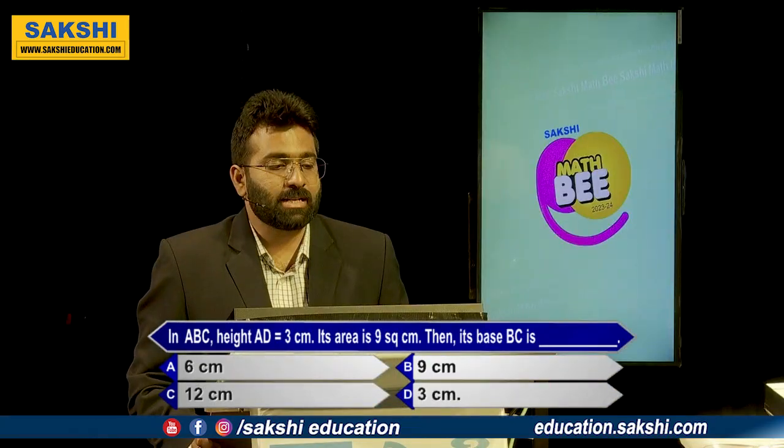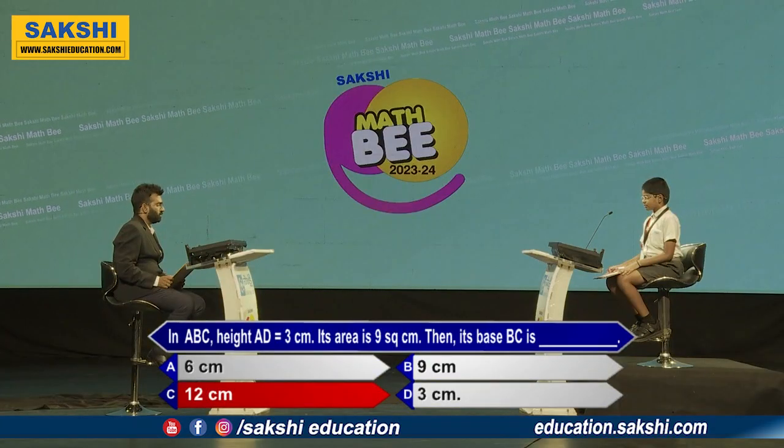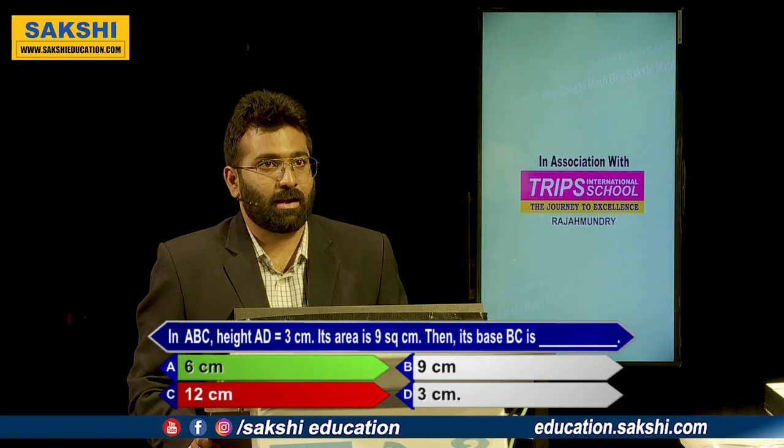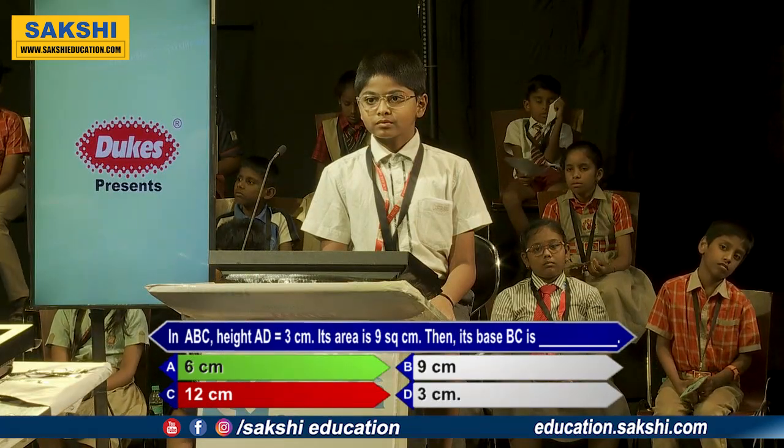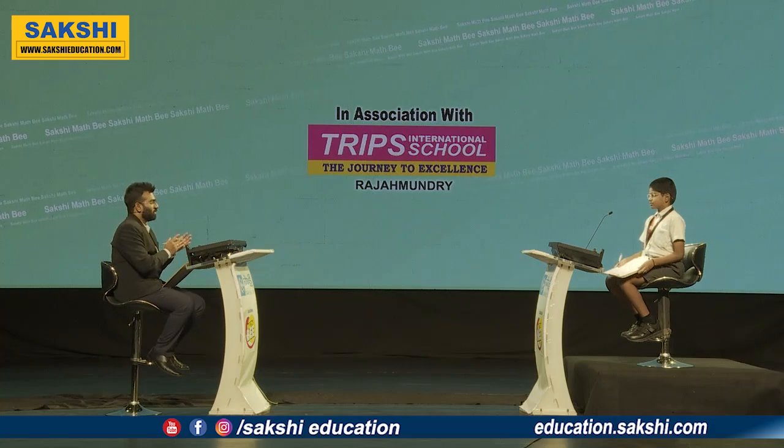Option C. Please lock option C, 12 centimeters. Dear, I'm so sorry. It is 6 centimeters. Area of a triangle is equal to half into base into height. When you equate this, you get this sum. No problem. Well tried, dear. Well tried. No problem.